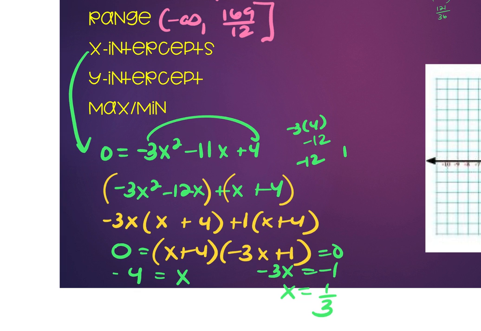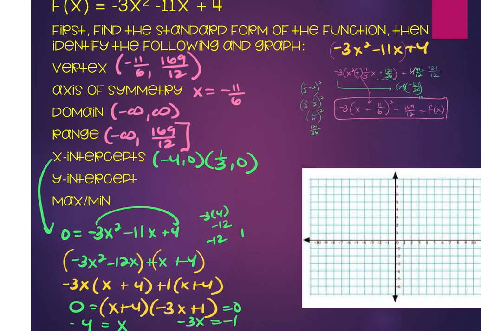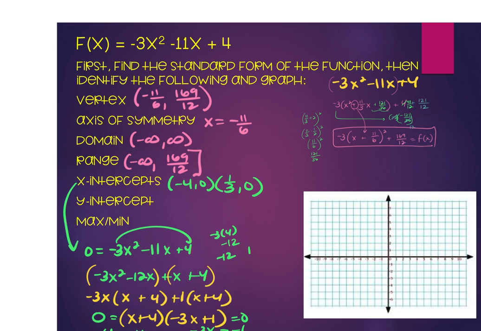Make sure you put these intercepts in coordinate point form. So it's -4, 0, and 1/3, 0. For the y-intercept, anything that's given to you as quadratic is easier to start by going back up to the top and plugging zeros in place of those x's.